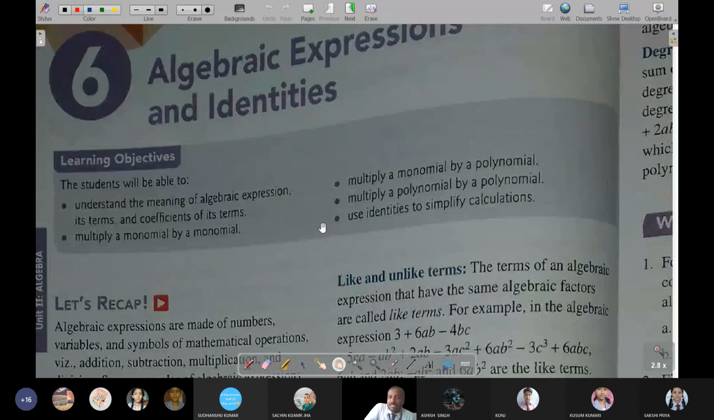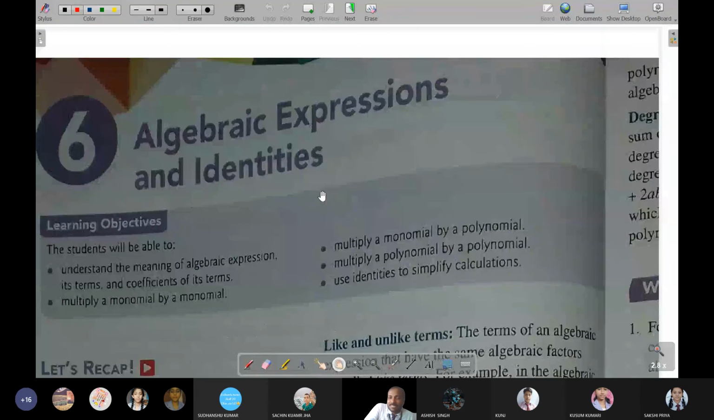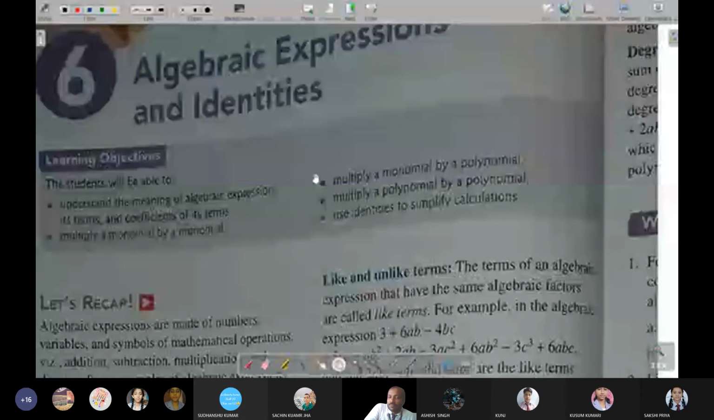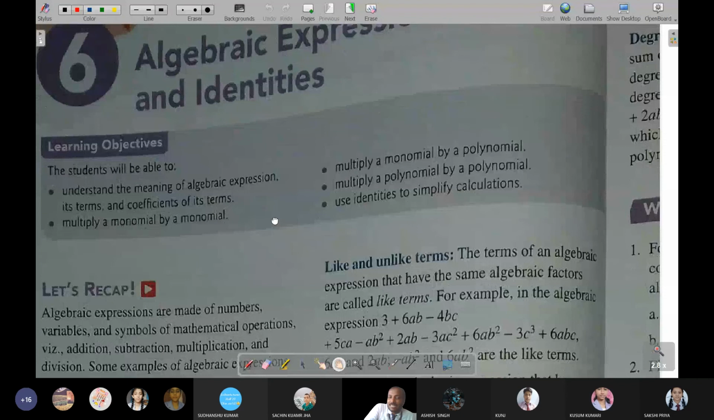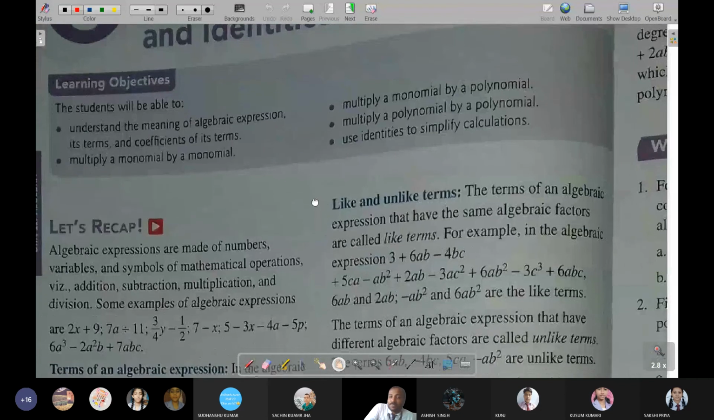Just see here it has been said learning objective. That means what we will be learning by reading these algebraic expressions and identities. Of course, in this chapter we will be reading about formulas also. Students will be able to understand the meaning of algebraic expression, its terms and coefficient.